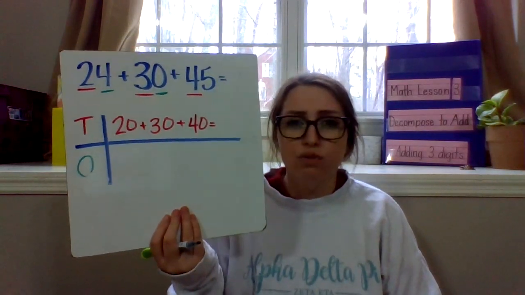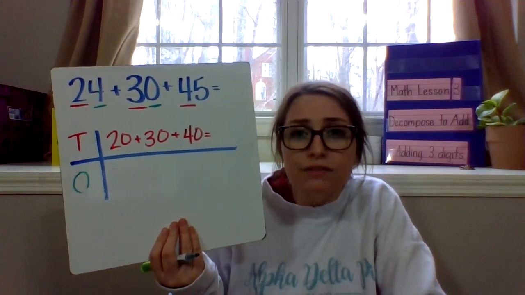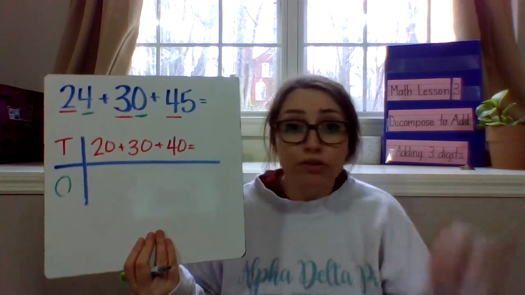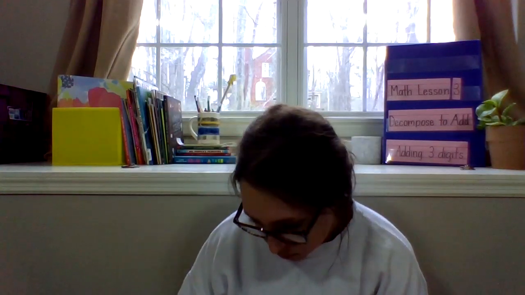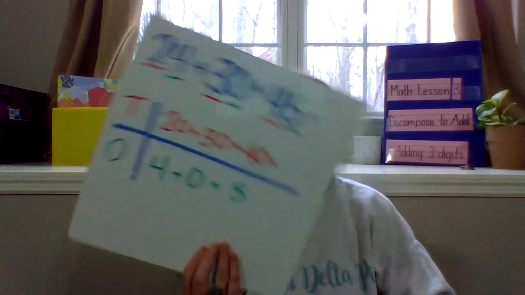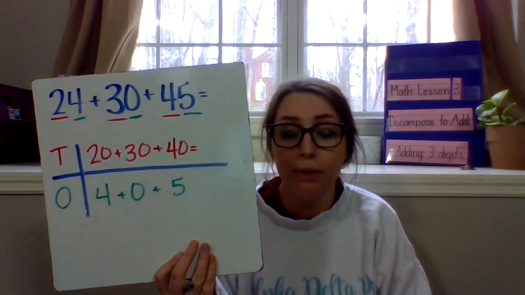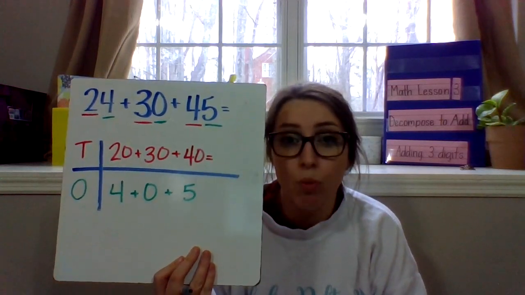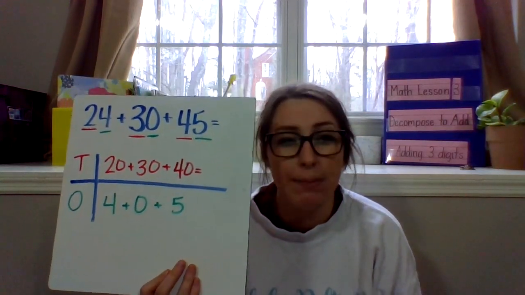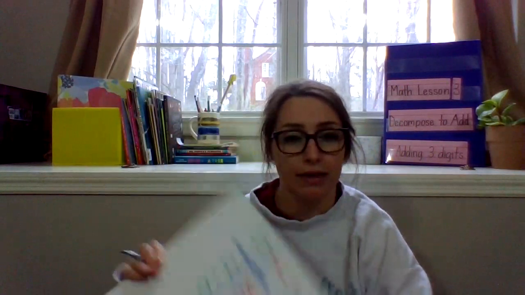And then in 45, what's the ones in 45? Well, there's only 5 ones in 45. We can't use the 4. That represents 40, so we know that the 5 is the part that is the ones. I'm going to go ahead and write those down here. Okay, so you can see how I've written a 4 plus 0 plus 5 so that we can add up the ones column and the tens column separately, and then we will mush them back together.